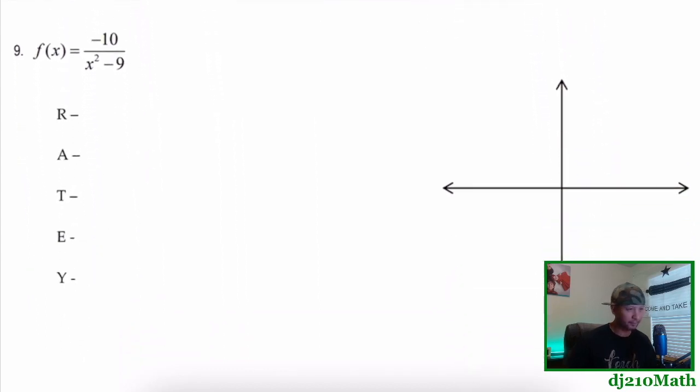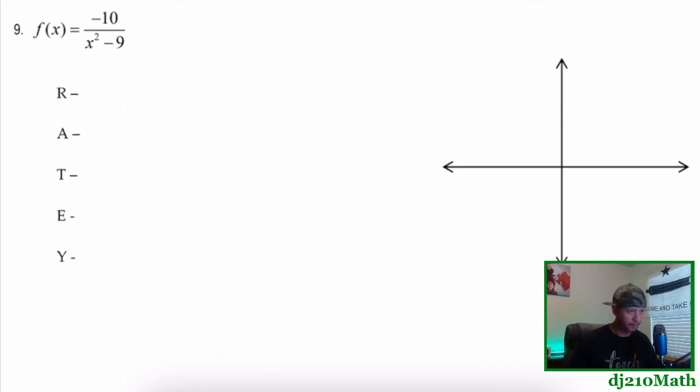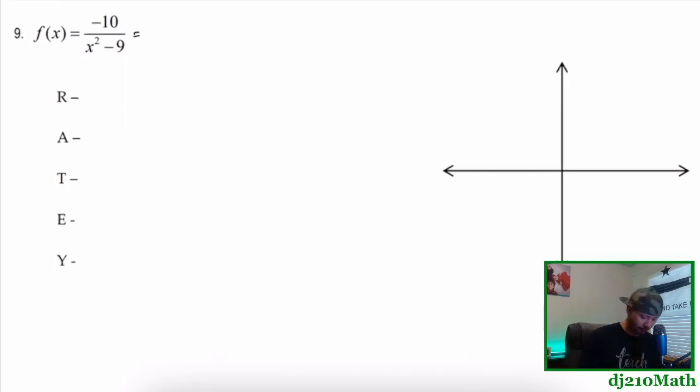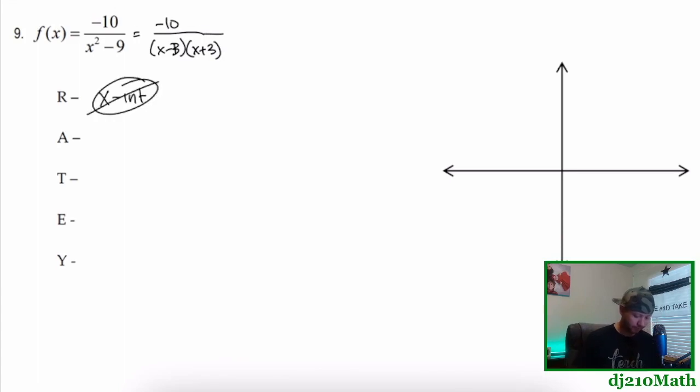All right, number 9. Top can't be factored. The bottom is x minus 3, x plus 3. Nothing can cancel. The top can't be set equal to 0. So there's no x-intercepts. Vertical asymptotes are going to be when the bottom is equal to 0. So x equals 3 and negative 3.